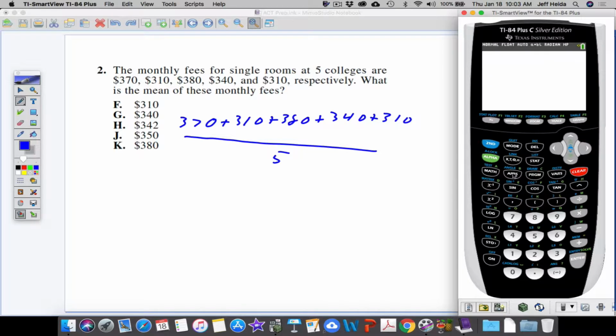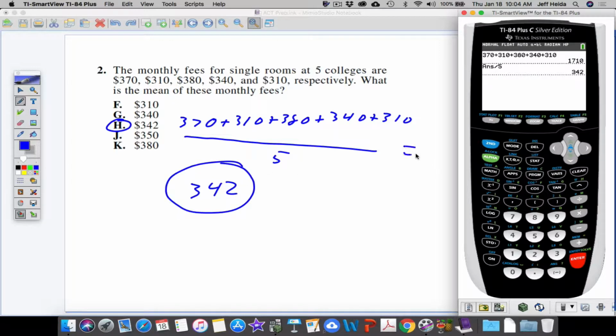So we'll put that into the calculator. 370 plus 310 plus 380 plus 340 plus 310. That's 1710 divided by 5 is 342. So the answer for this problem number 2 is 342.